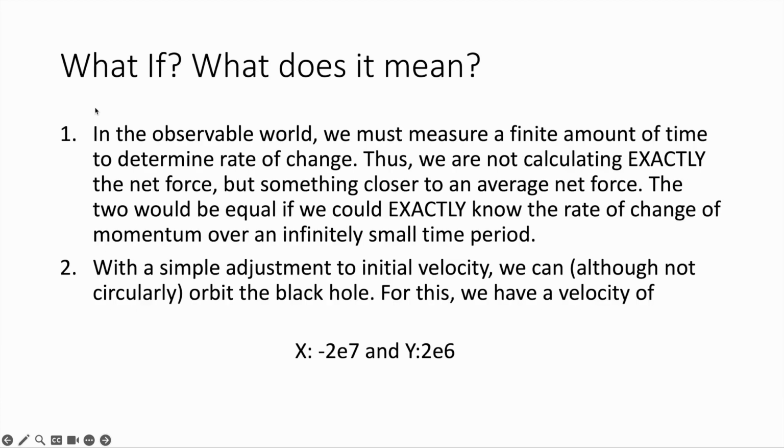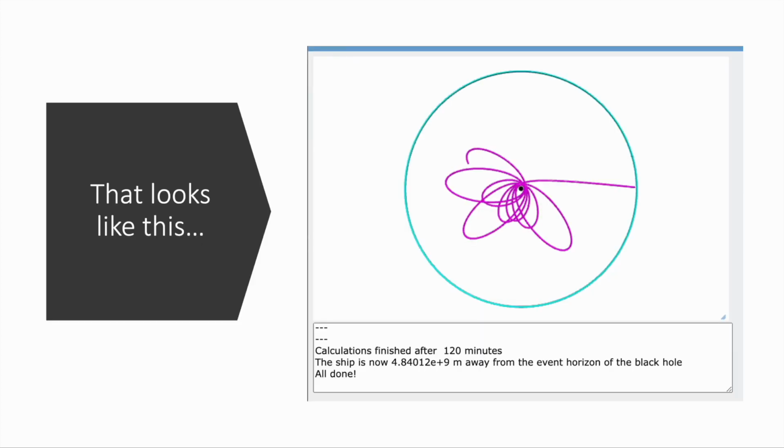So then for the what if and what does it mean questions, for the what does it mean in the observable world, we must measure a finite amount of time to determine rate of change. But we can't calculate exactly the infinitely small amount of time, so we're really looking at an average net force. For the what if, with a simple adjustment to initial velocity, we can orbit the black hole. For this, we found -2 E7 and 2 E6 work best, and that looks like this. That's all. Thanks.